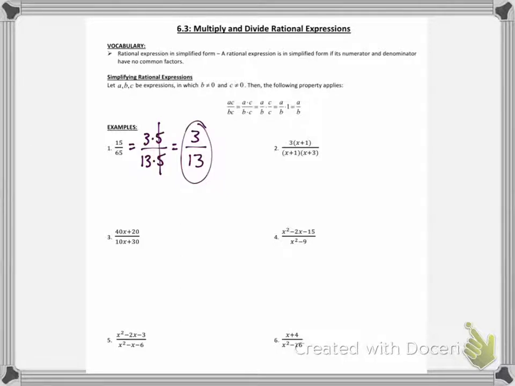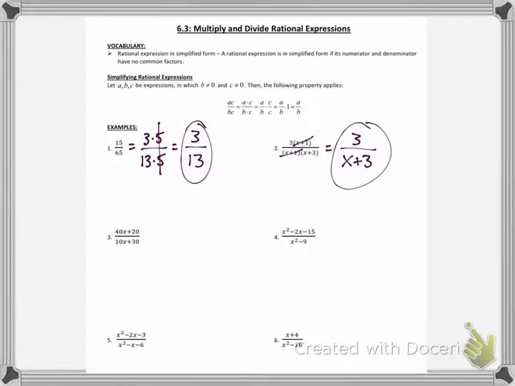So if we take a look at number 2 here, this problem's already been pre-factored for us. We have 3 times x plus 1 over x plus 1 times x plus 3. In both the numerator and denominator, we have the same factor, x plus 1, so they cancel out, leaving me with a final answer of 3 over x plus 3.